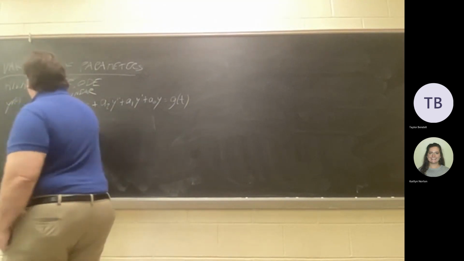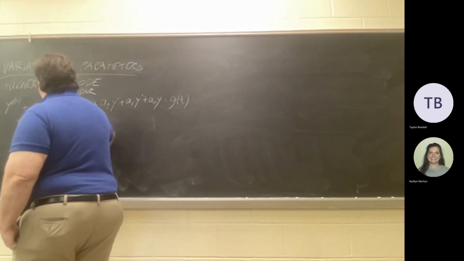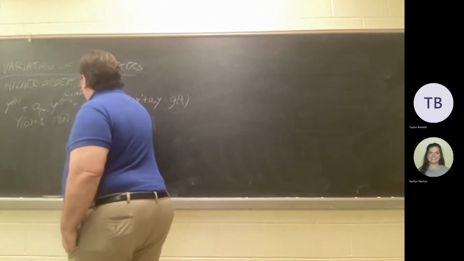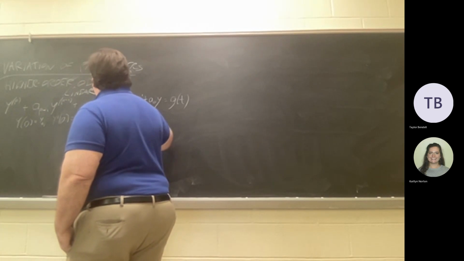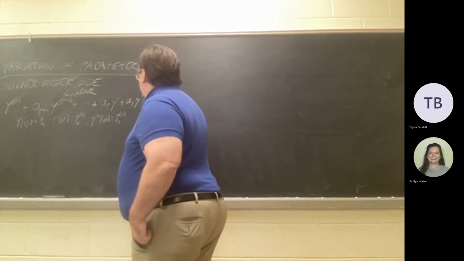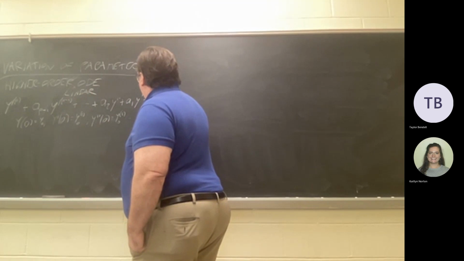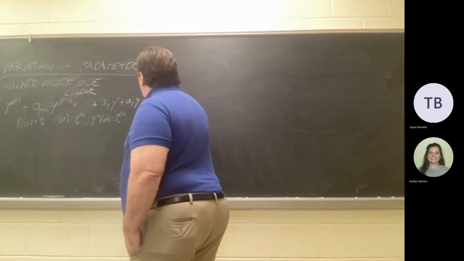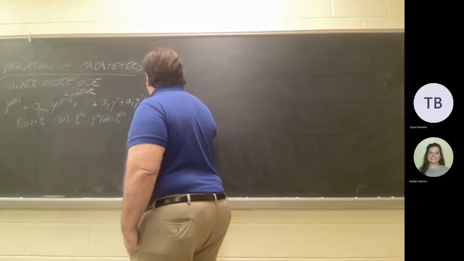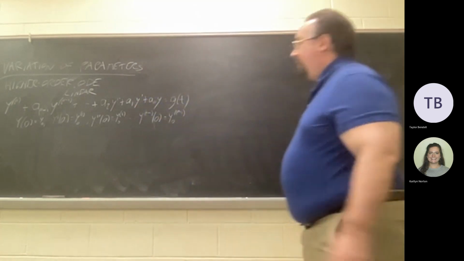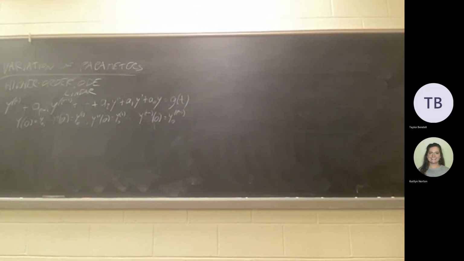So y of 0 is y naught, y prime of 0 is y naught with a superscript of 1, y double prime is y naught 2, etc., all the way down to the p minus first derivative. So you have p initial conditions for a p-th order ODE.